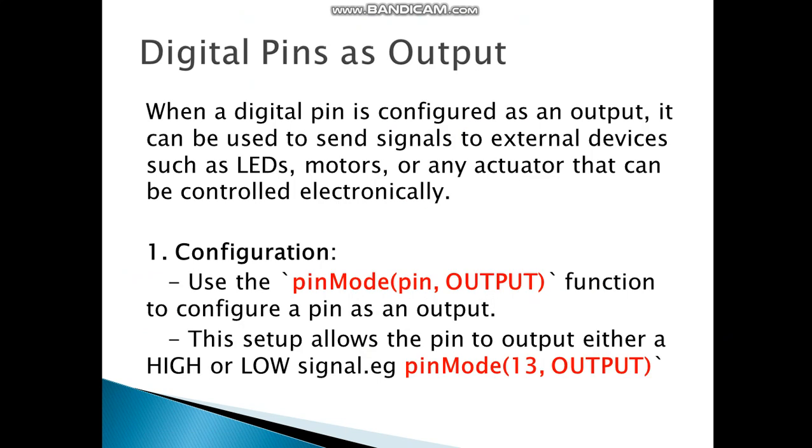Digital pins as outputs. When the digital pin is configured as an output, it can be used to send signals to external devices such as LEDs, motors or any other actuators that can be controlled electronically. First we have to configure. So configuration: use the pinMode pin comma OUTPUT function to configure it as an output. This setup allows the pin to output either a high or low signal. pinMode 13 comma OUTPUT.